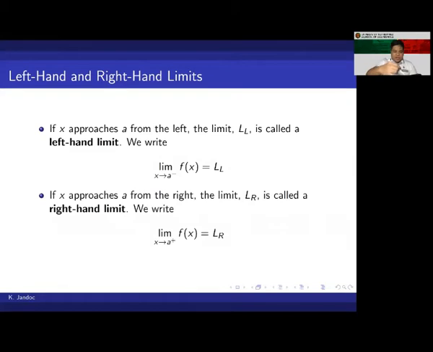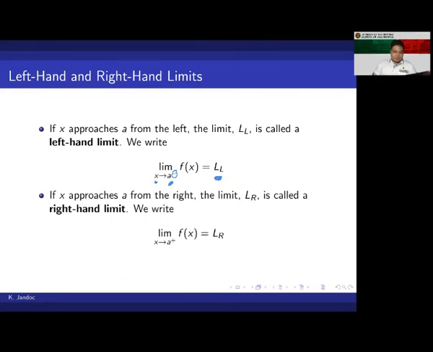Now, if you approach a from the left, and you see that the value of the function f of x is approaching a certain number L sub L, that L sub L is called the left-hand limit. If the variable x approaches a from the left, this minus sign here indicates that you're approaching a from the left. As you approach a from values smaller than a and the value of the function approaches L sub L, then that L sub L is called the left-hand limit of the function.